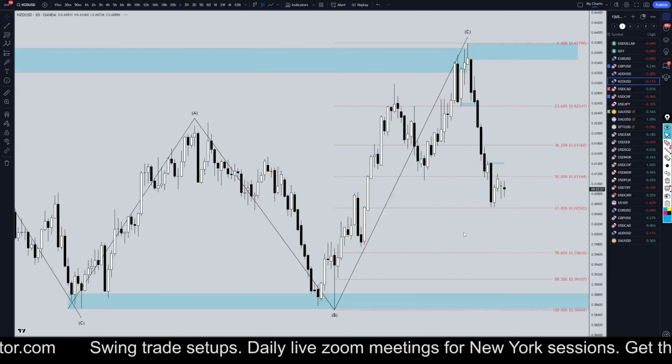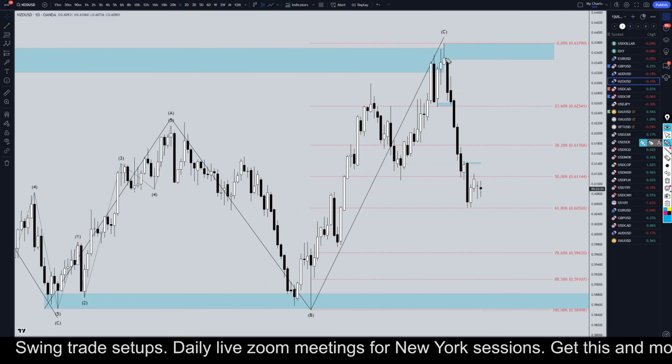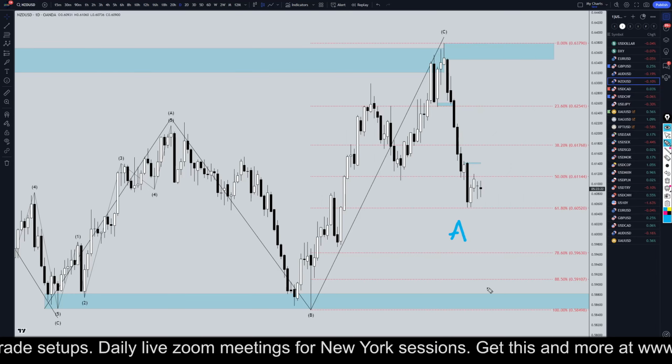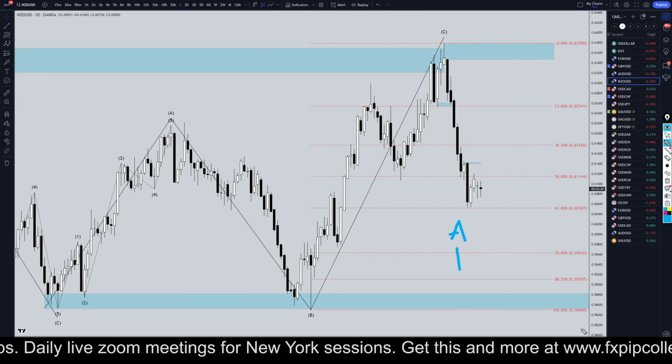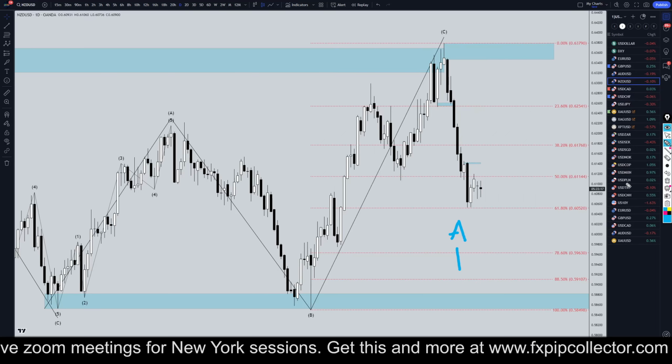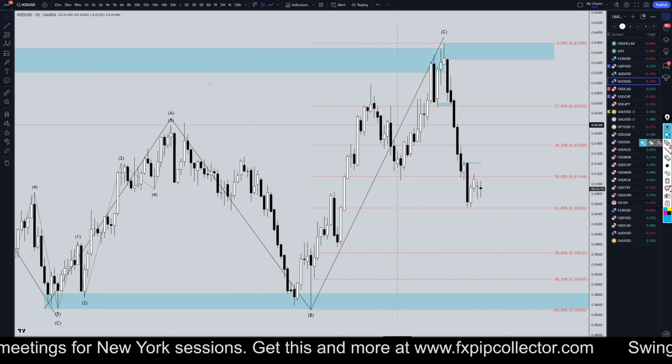Going down to the daily time frame. Daily time frame, the trend is definitely still down. This is likely either a wave A of a WXY or a wave 1 of a 5 wave downtrend. Still no signs of this wave A or 1 being complete yet.